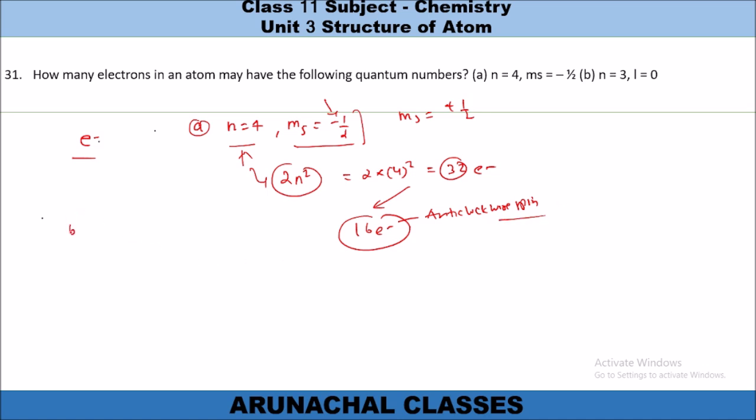In the B part, here the n value is 3 and l value is given as 0. We can see here that n value is 3 and l value is 0 means s, so 3s orbital. This indicates 3s orbital. So how many electrons will it have maximum? It will have a maximum of 2 electrons, because s orbital can occupy a maximum of 2 electrons. So a maximum of 2 electrons are present here in this case.